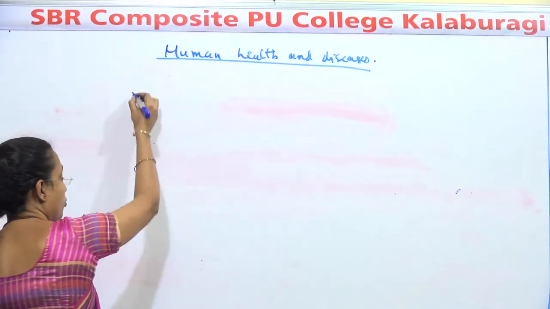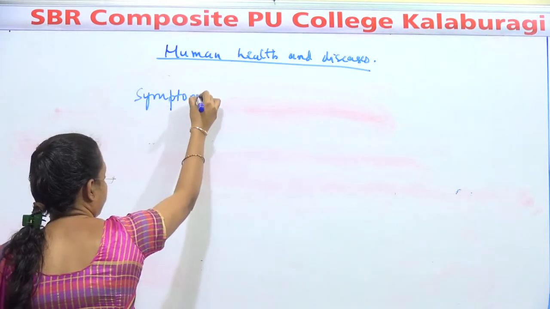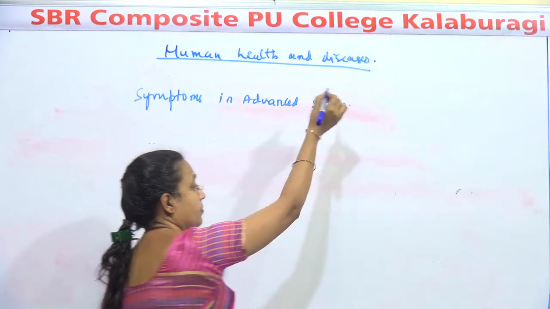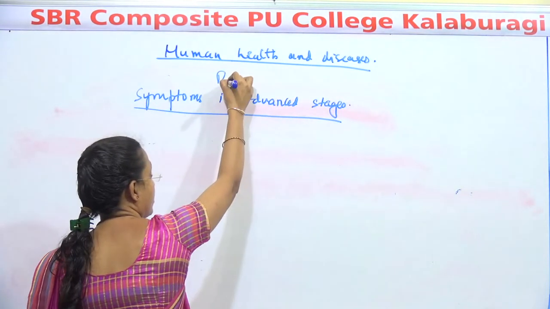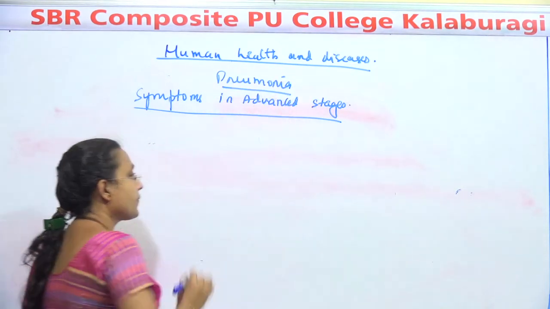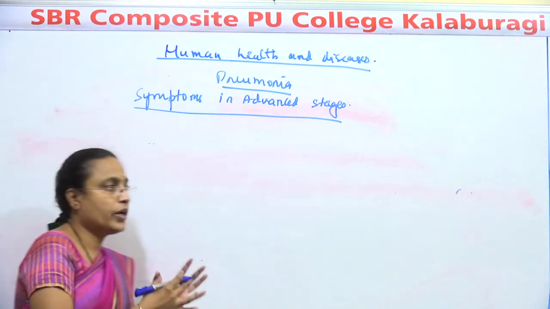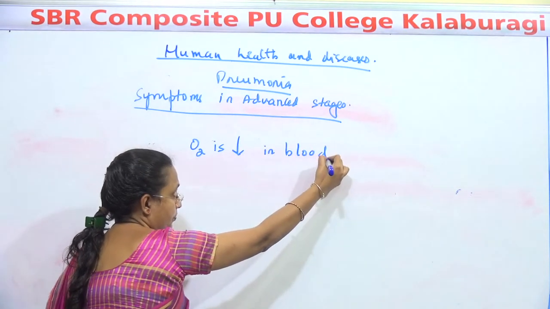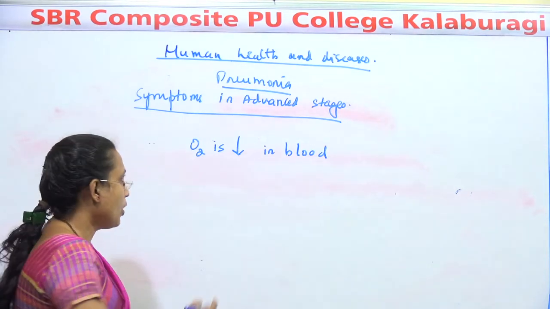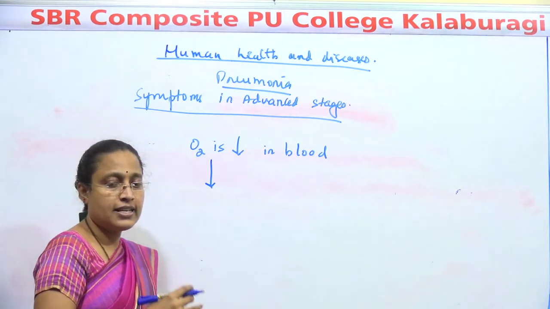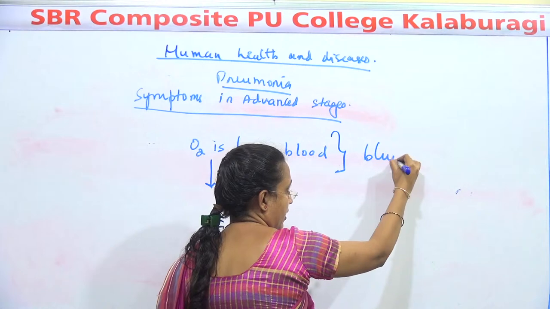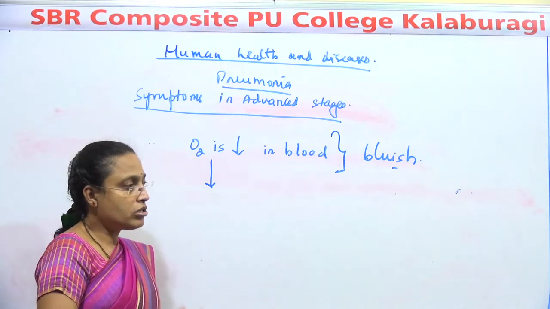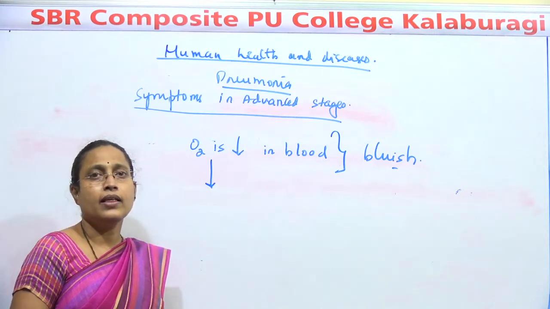So, advanced symptom of pneumonia. How can you correlate this? Oxygen is less in the blood. First you should understand, when oxygen is less, the blood can become slightly bluish in color. And because of this, it imparts a bluish color to the lips and the nails.